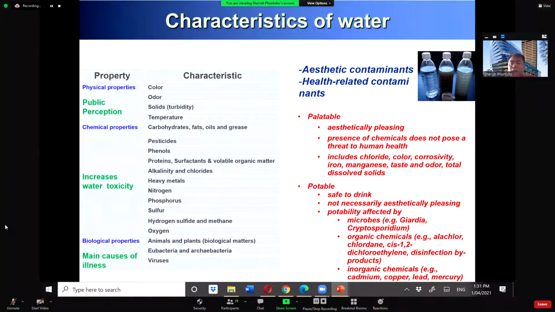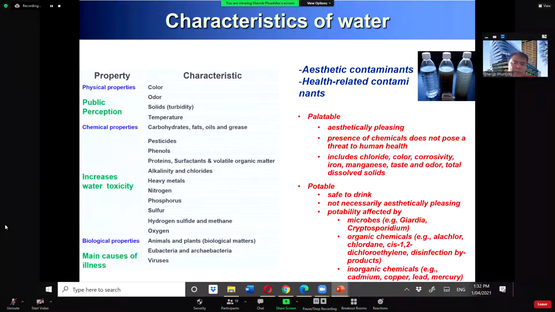Chemical properties include the chemical compositions present in water, say carbohydrates. These are organic compounds present in water, maybe when people are using and discharging from the kitchen or from the toilet. Fats or grease become part of it, and they are pollutants. Pesticides come from agriculture farms. Phenols, people use as disinfectants. Proteins, surfactants. So there are so many different types of chemicals present. These are just generic ones that this table shows.